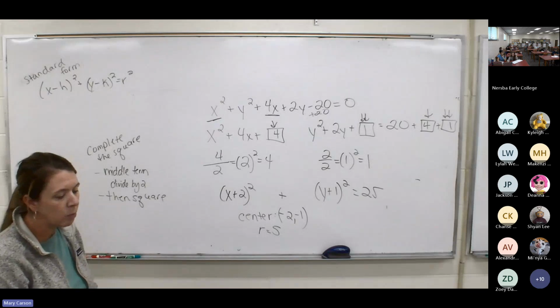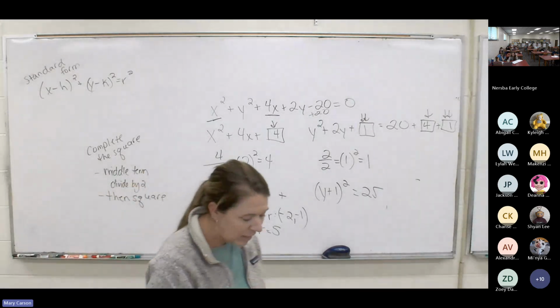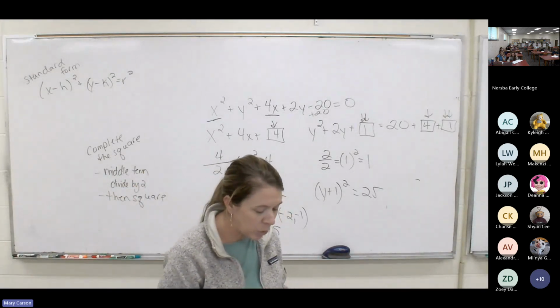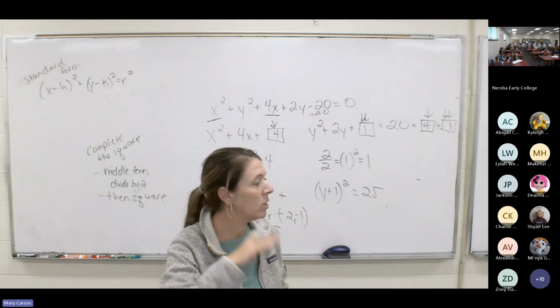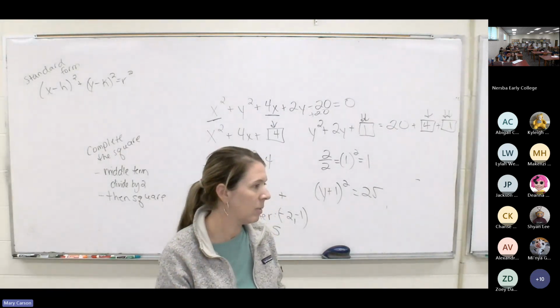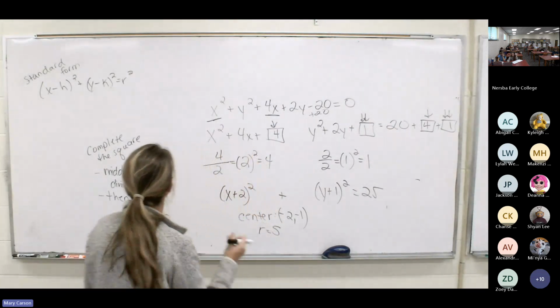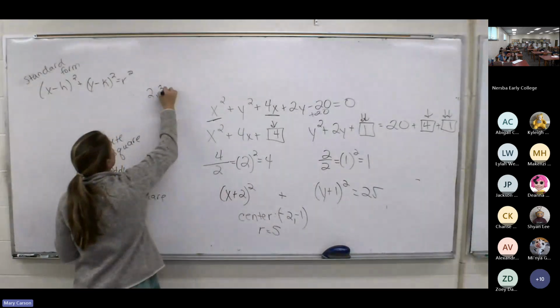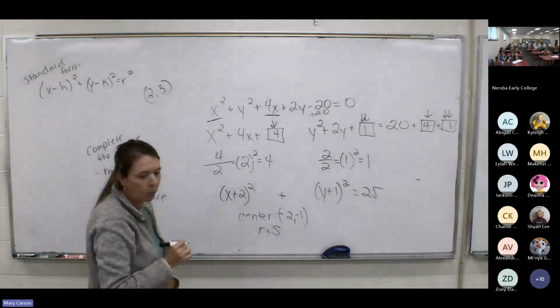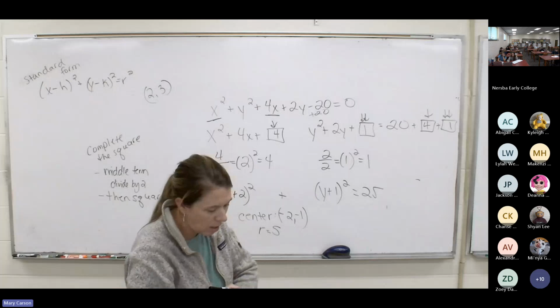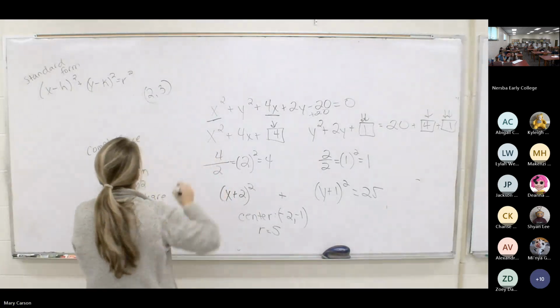Okay, the only other problem I didn't really go over, if I give you guys a center and then I give you a point on the graph, can anybody tell me how they would figure that out? If I gave you, let's say the center was 2, 3, and then I said a point on the graph is 3, 6.